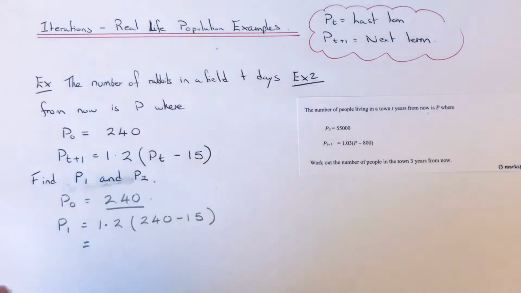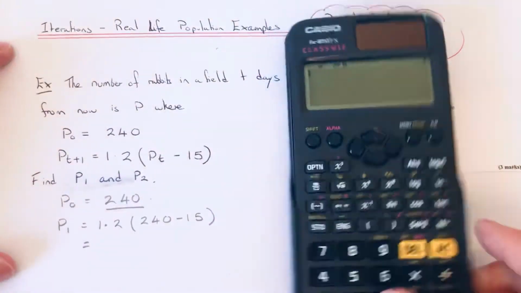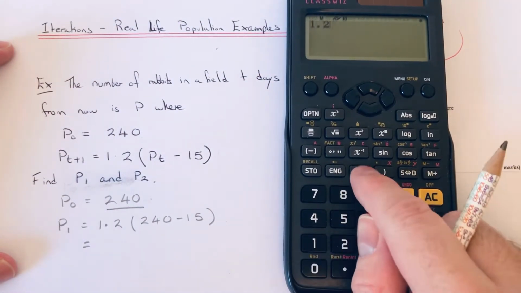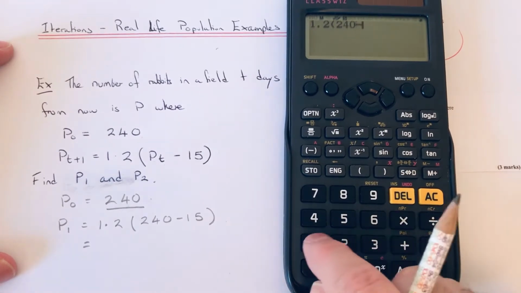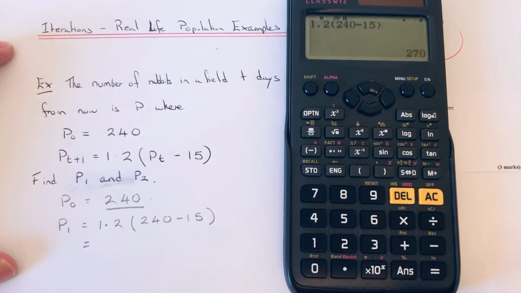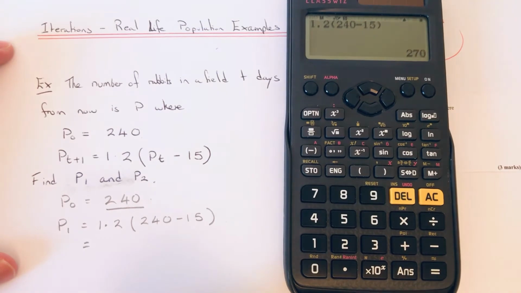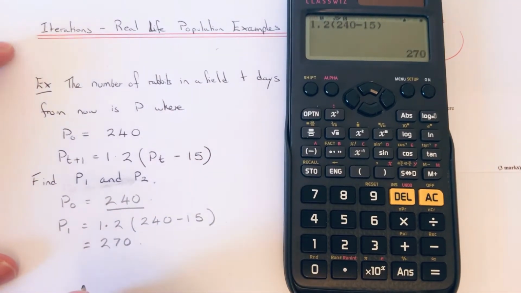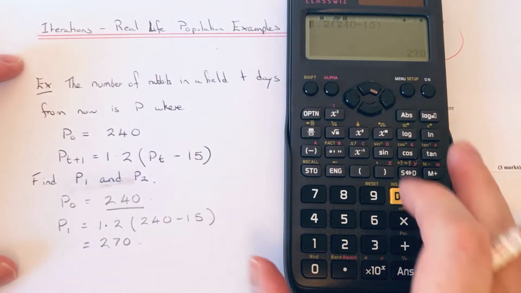So we can type this in on the calculator. It's 1.2 bracket 240 take away 15. And our first term is 270. So that is P1.